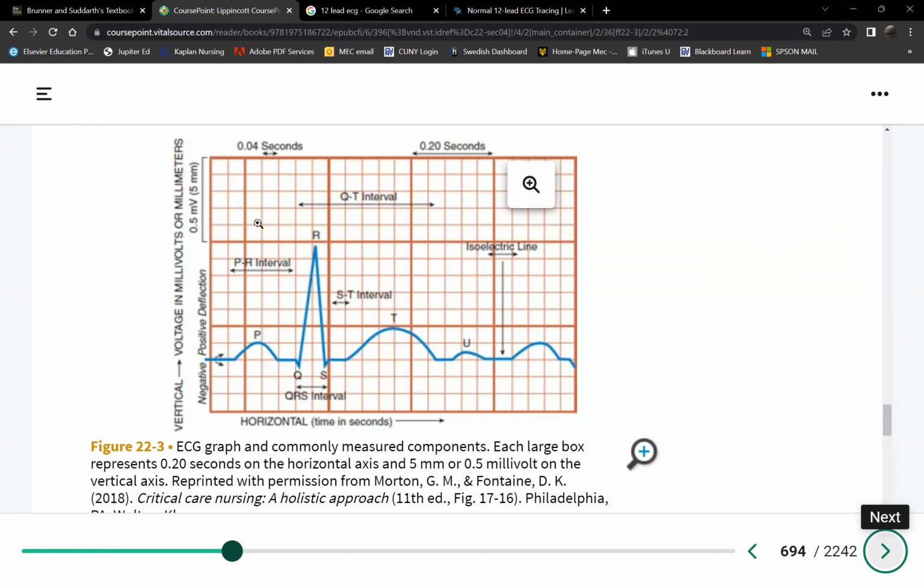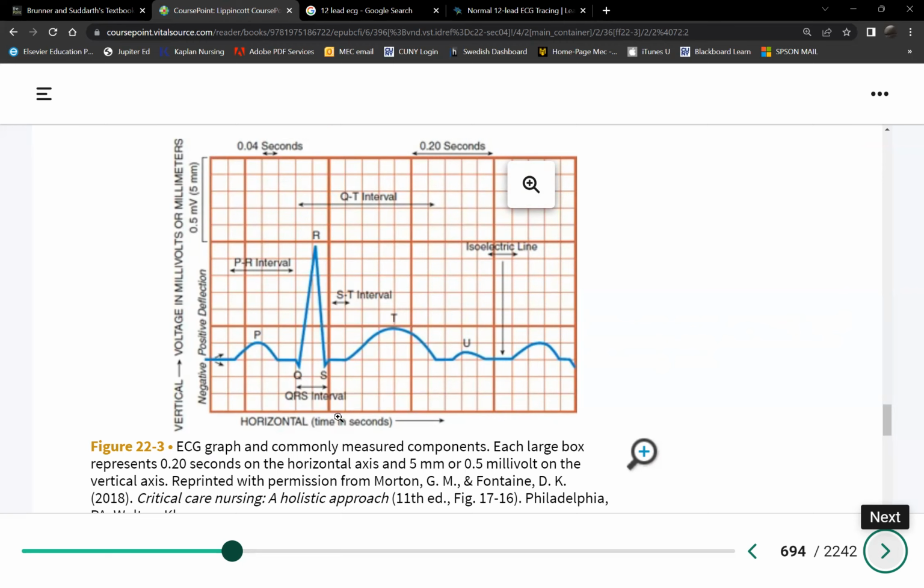Okay. Now we have an ECG paper here. As you can see, it's a lot of squares, right? So there are vertical lines and there are horizontal lines. The horizontal lines represent time, meaning it measures time in seconds. You observe there are small boxes and there are big boxes, correct? So this is a tiny box and this is a big box, right?